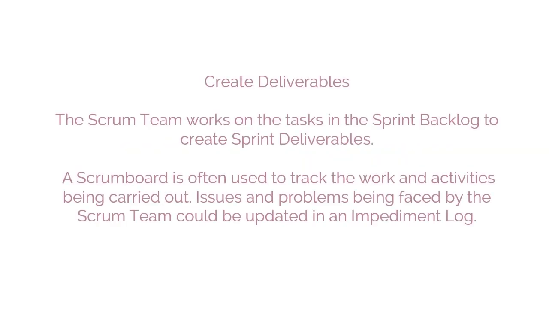We need to throw more light on the overview of the implement phase process. Let's understand them one by one. The first process in the sequence is Create Deliverables. In this process, the Scrum team works on the tasks in the Sprint Backlog to create Sprint Deliverables. A Scrum Board is often used to track the work and activities being carried out. Issues and problems being faced by the Scrum team could be updated in an impediment log.